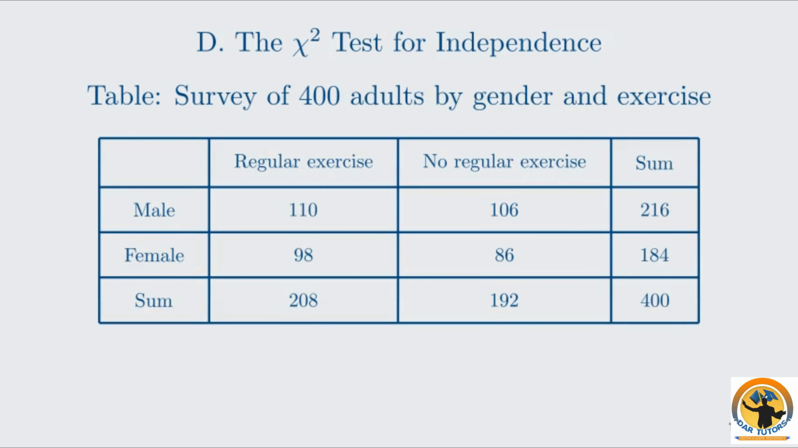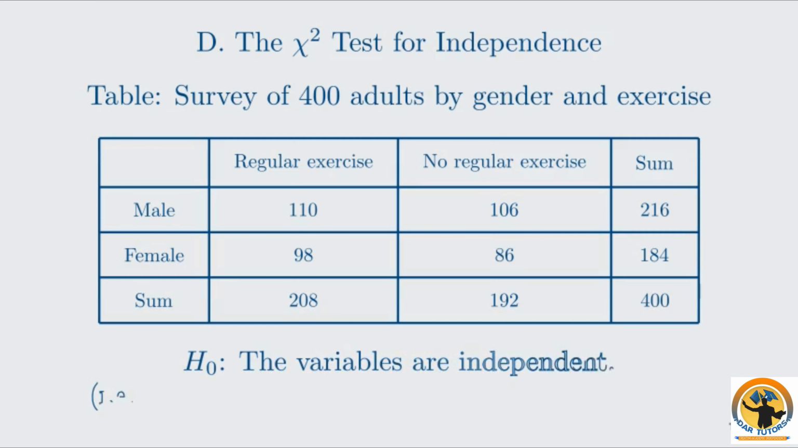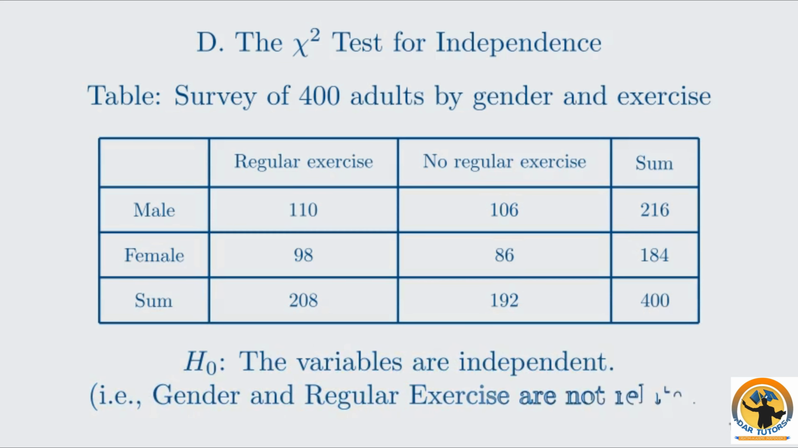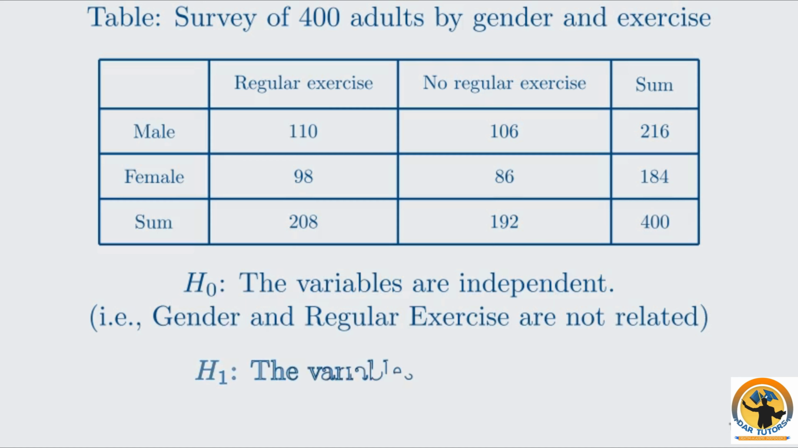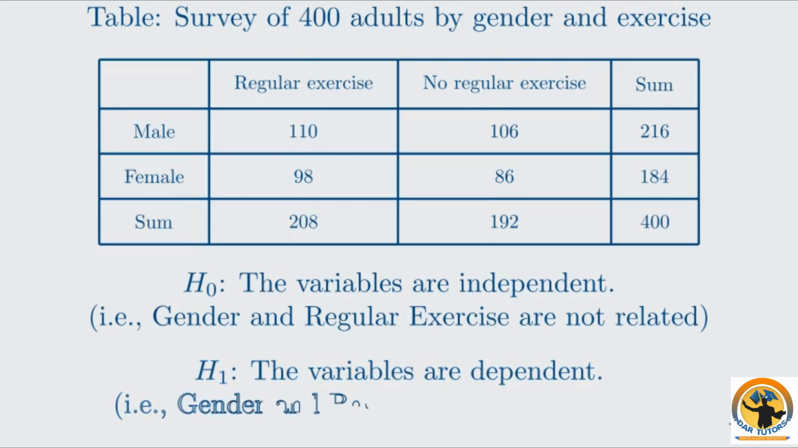As with any hypothesis test, we start by setting up our null and alternative hypotheses. The hypotheses for a test of independence are always formulated in a specific way. The null hypothesis, H0, states that the variables are independent. In this case, it means a person's gender has no effect on whether or not they exercise regularly. The alternative hypothesis, H1, states the opposite. The variables are not independent, or they are dependent. This means there is an association or link between gender and exercise habits.